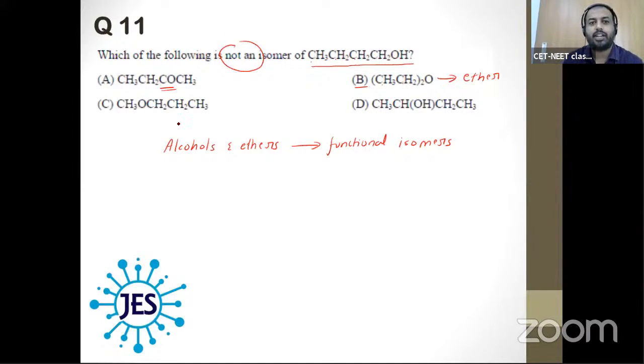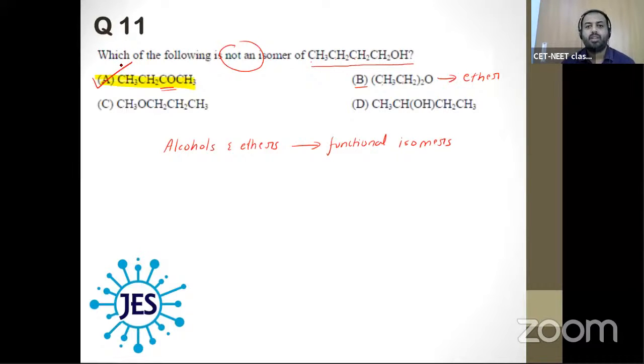This is not unsaturated. So A must be the answer. Yes. The correct answer would be A. Let me highlight it. Just give me a second. Yes. Correct answer is A. Yes. It's not an isomer.